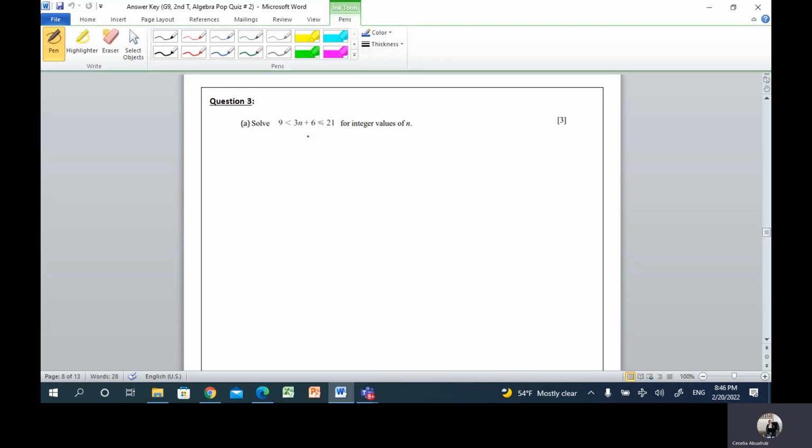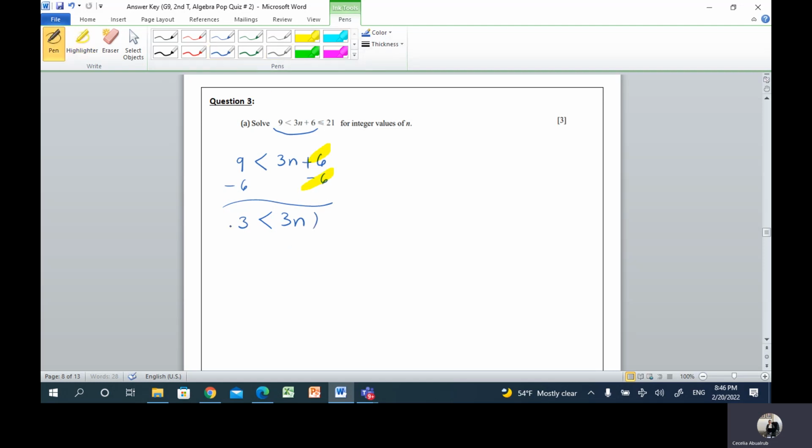we have an inequality, so we're going to take the first two sides of the inequality. So 9 is less than 3n plus 6, and we're going to solve it as a normal equation. So we're going to say minus 6 and minus 6. 9 minus 6 is 3 less than 3n, because the 6 and negative 6 are cancelled here.